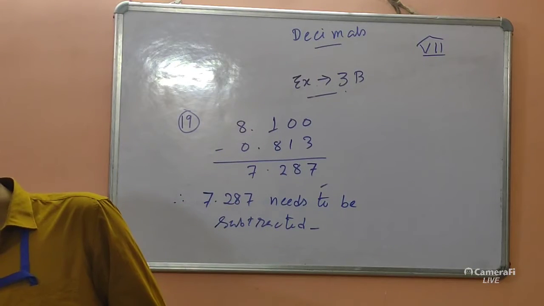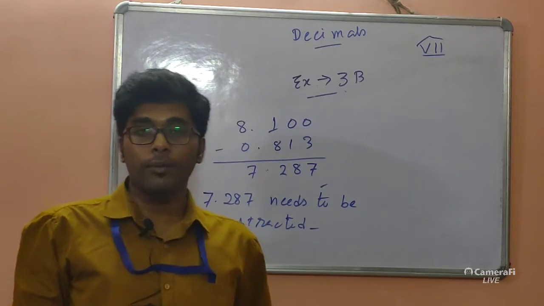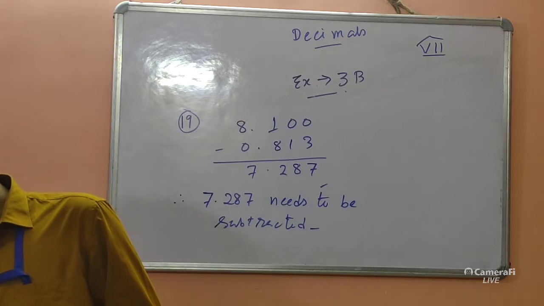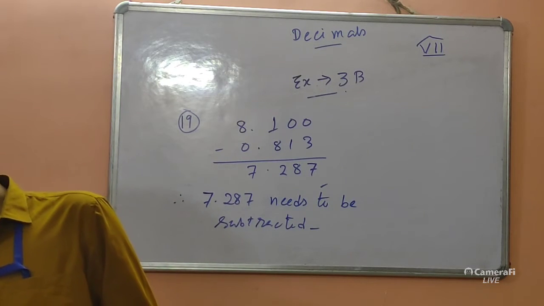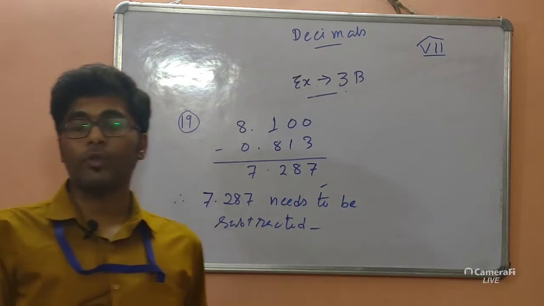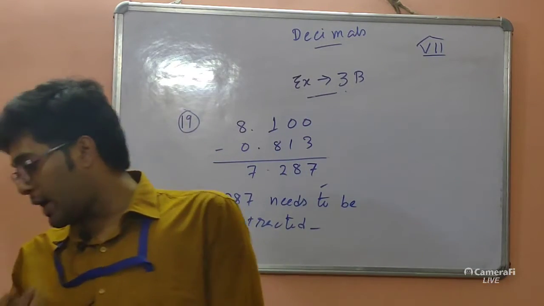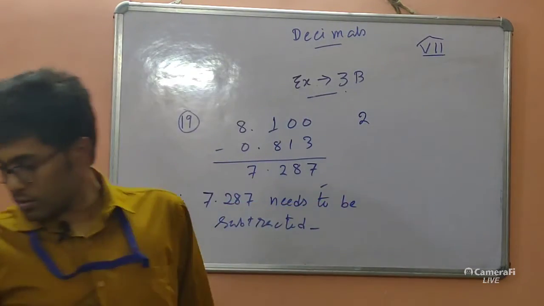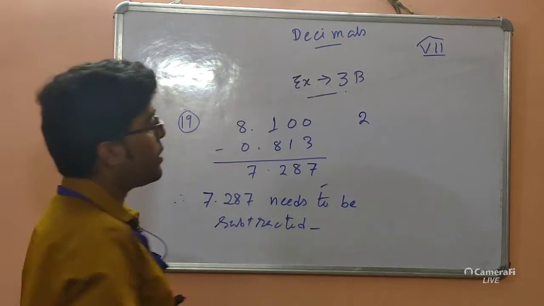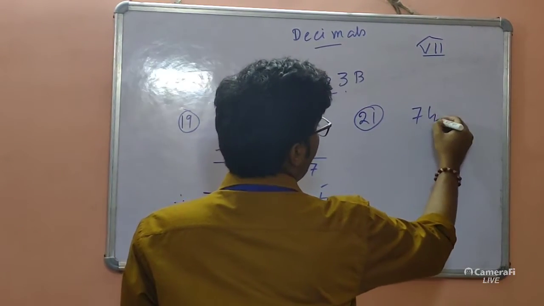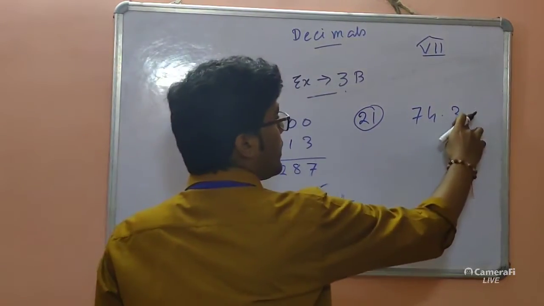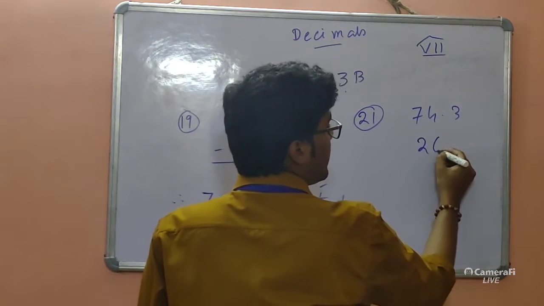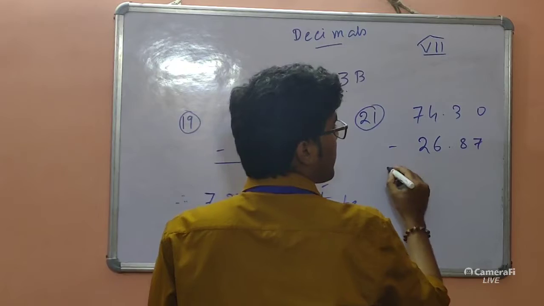Let us move on then. Let us do question number 21. Read it carefully. Question number 21 says, by how much should 74.3 be decreased to get 26.87? Same thing. So therefore we need to subtract 26.87 from 74.3. So 19 we have done, we are doing 21. So 74.3 it is given and we need to subtract how much? We need to subtract 26.87. Clear? Now subtract.